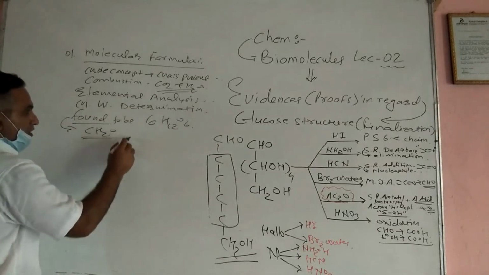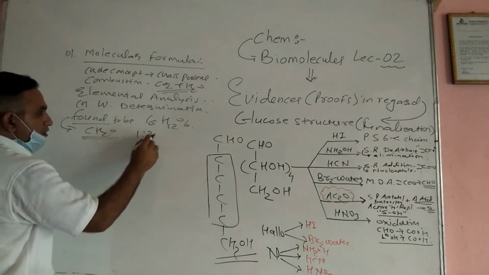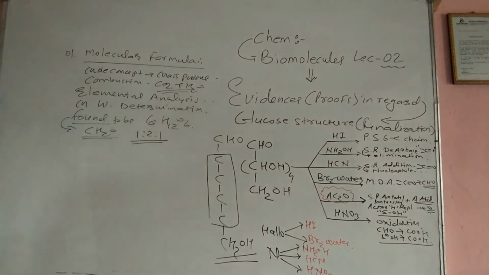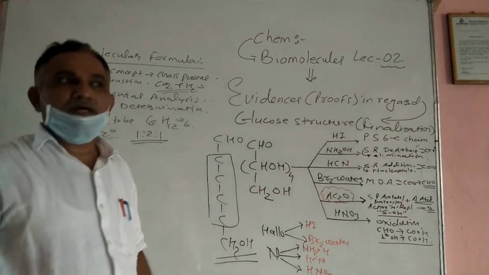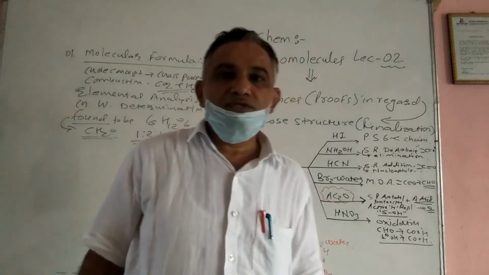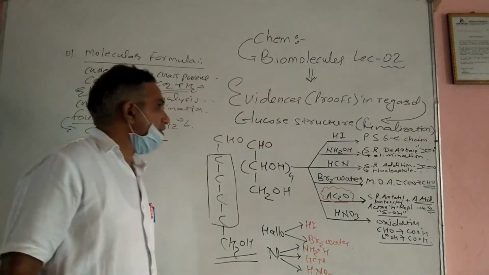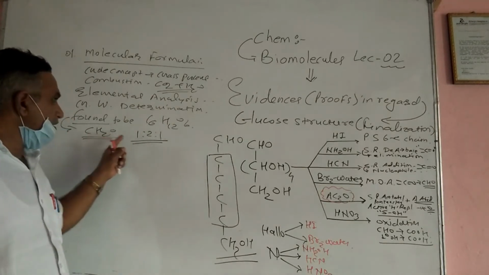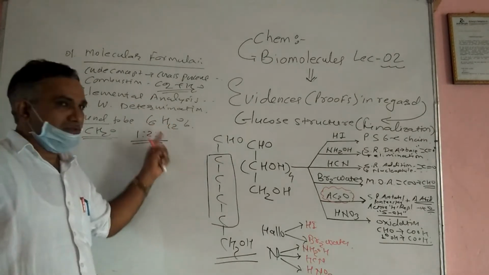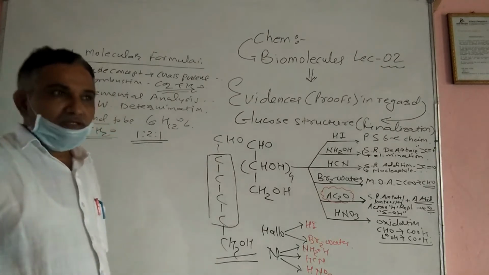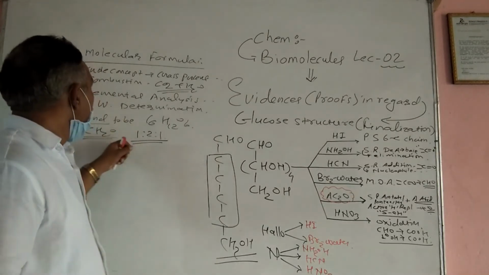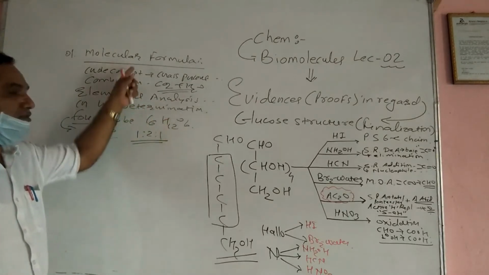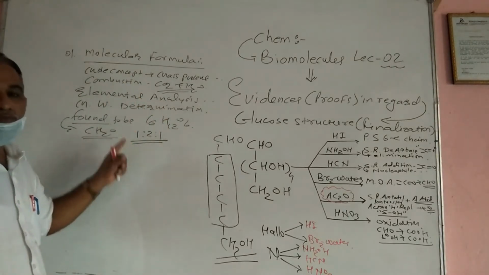So here in the ratio of 1 is to 2 is to 1. So this is one experiment, the experiment which tells us that glucose has 6 carbon, 12 hydrogen and 6 oxygen atoms. So this is the confirmation, on the basis of elemental analysis and molecular weight determination, that glucose has this type of molecular formula.